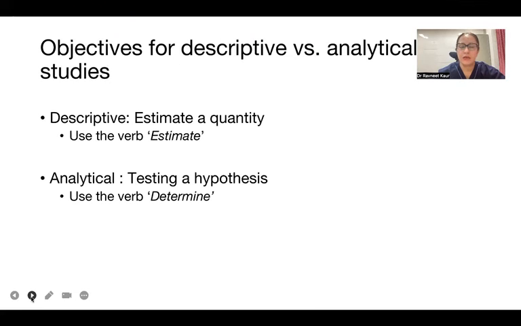As discussed, we have 2 types of questions. In descriptive, we estimate a quantity, and we use the verb estimate for descriptive studies. In analytical, we are testing a hypothesis, we use the verb determine. These studies will be dealt with in detail later on in another session.